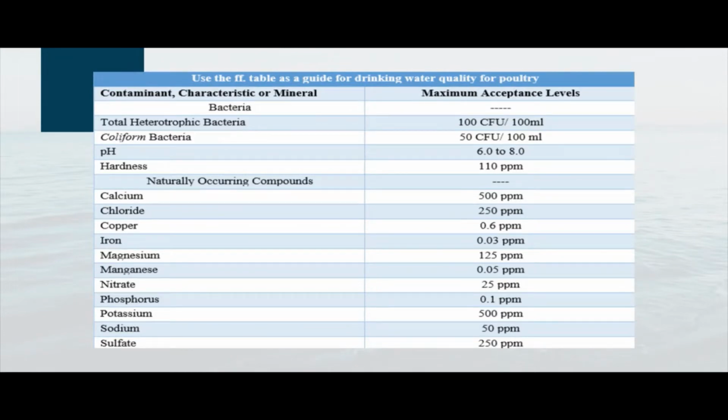Here we have the bacteria. For the total heterotrophic bacteria, there should be 100 colony-forming units per 100 ml. For coliform bacteria, there should only be 50 colony-forming units per 100 ml. The pH level should be around 6.0 to 8.0. Hardness should be 110 parts per million, while in the naturally occurring compounds, we have calcium, chloride, copper, iron, magnesium, manganese, nitrate, phosphorus, potassium, sodium, and sulfate, with their own varying measures of parts per million.